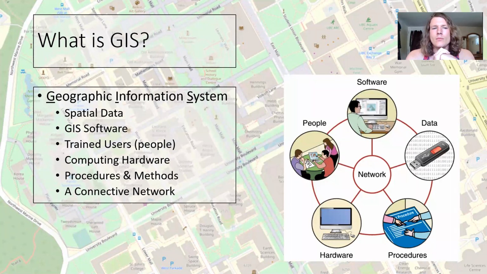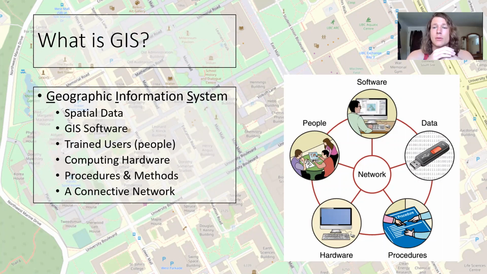So what is a geographic information system? It consists of various components. Perhaps most essentially, spatial data. You can't have a GIS without spatial data. Then on top of that, you have software. There's a variety of different software packages. We'll mostly be using ArcGIS Pro for this course, but I'm going to show you some examples of other options too. Then there's users. People are very important to a GIS system.